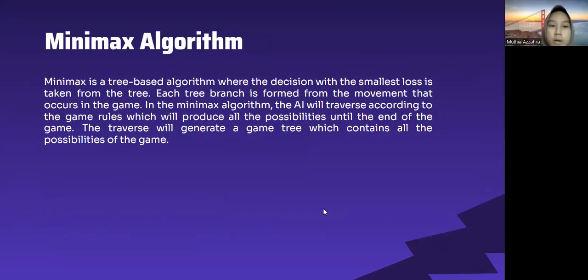The next one is about the Minimax algorithm. Minimax is a tree-based algorithm where the decision with the smallest loss is taken from the tree. Each tree branch is formed from the movement that occurs in the game. In the Minimax algorithm, the AI will traverse according to the game rules, which will produce all the possibilities until the end of the game. The traverse will generate a game tree which contains all the possibilities of the game.